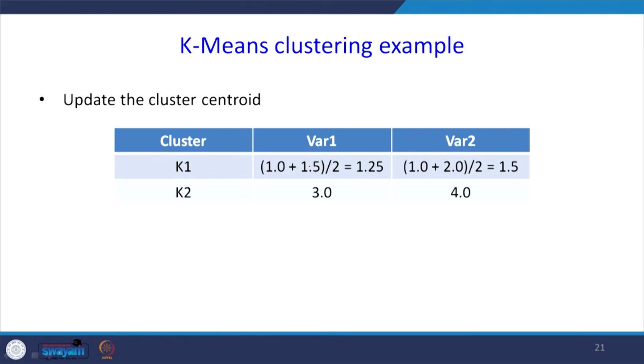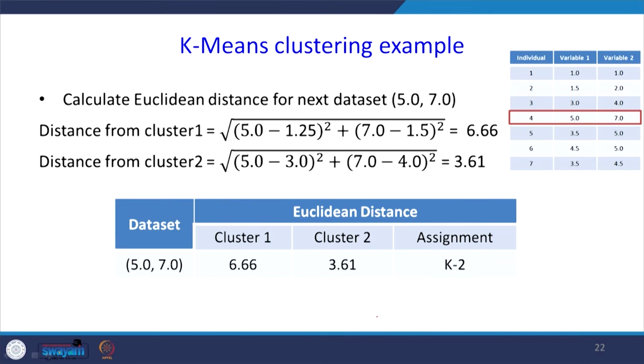So, the centroid of K1 for variable 1 is (1 plus 1.5) divided by 2, it is 1.25. Then for variable 2, the centroid in K1 is (1 plus 2) divided by 2, 1.5. The K2 remains as it is. Now, we will look at individual 4 whose attributes are 5 comma 7.